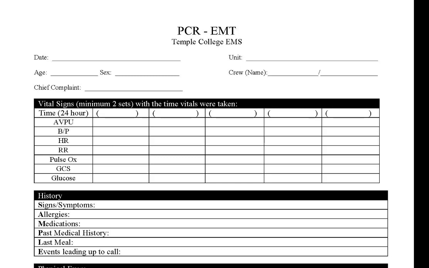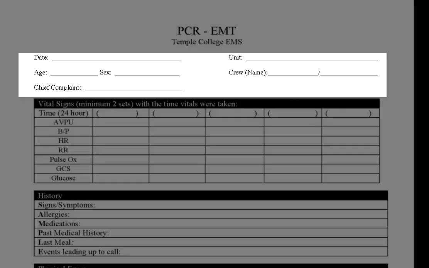The top portion is for biographical data. Write down the date of the call, age and sex of the patient, and their chief complaint. On the left is the unit number, such as Medic 11 or Medic 22, and then the names of your preceptors go under the crew area.